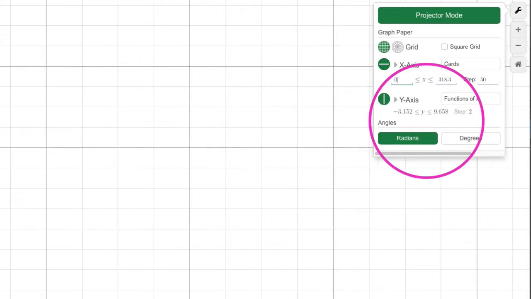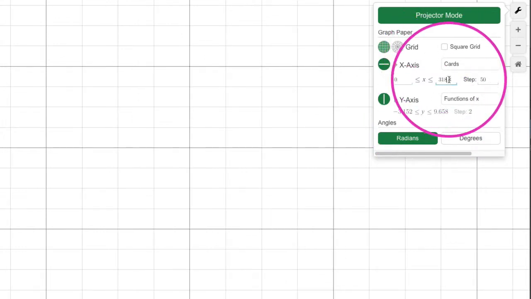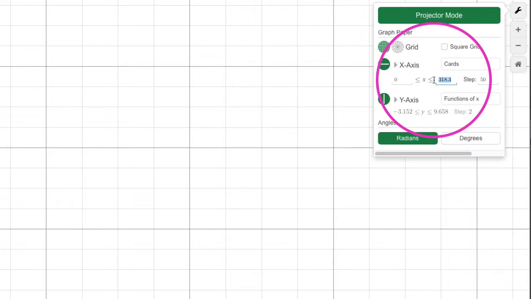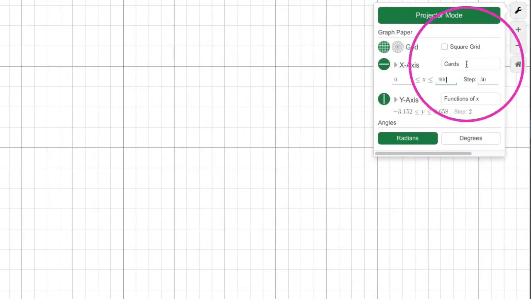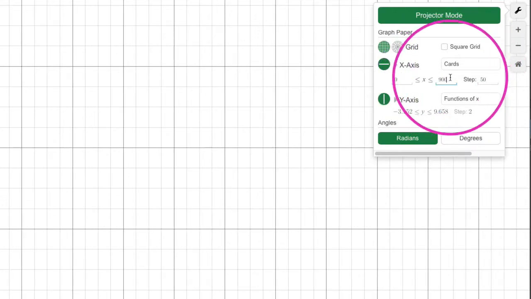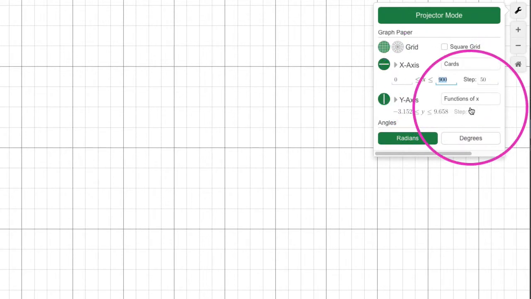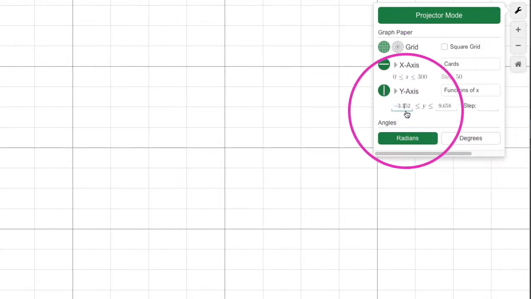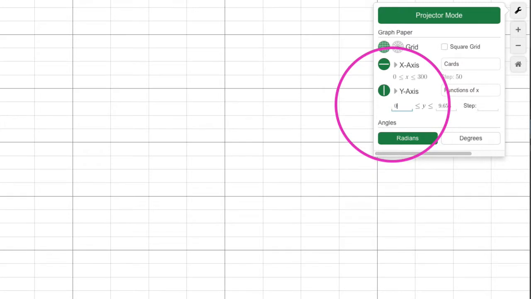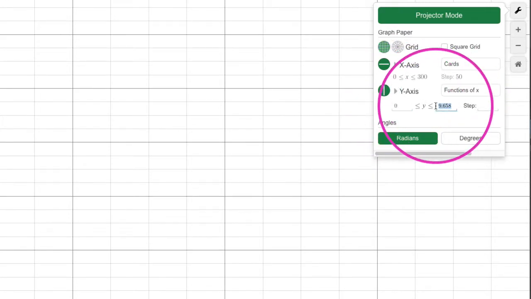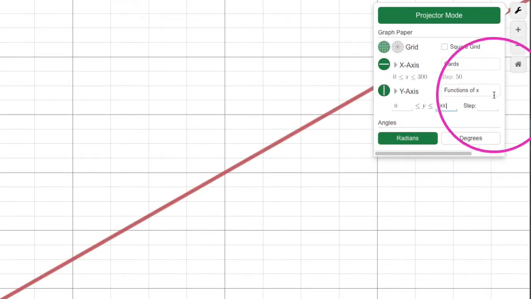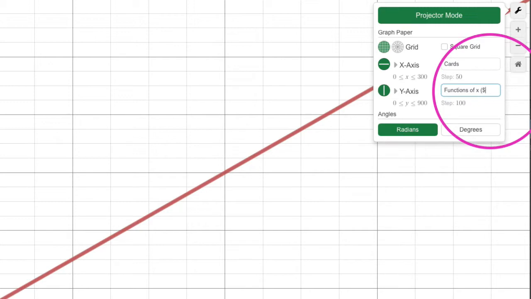So I'm going to at least start at $0, and I'm going to go up to 900. And these are being measured in dollars. Actually, I just changed the x-axis again. Forgive me here. We went 0 to 300. We need to change the y-axis. The y-axis will start at $0, and we'll go up to at least $900 here. And we say functions of x, we're going to measure this in dollars.